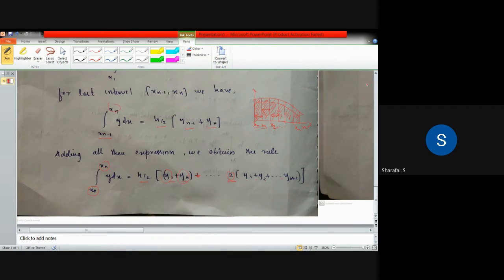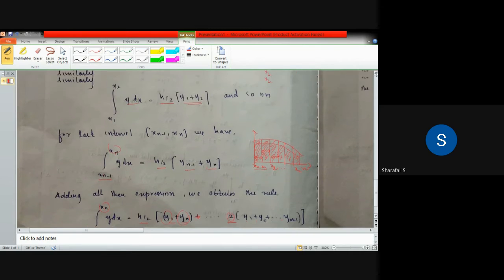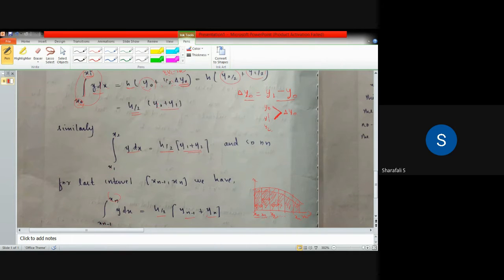Why? Because when you are considering this, you can see that there is only one y0. Here you are having h by 2 times y1, and here also you are having h by 2 times y1. So in these 2 integrations, 2 times h by 2 y1 will come. Okay, so 2 y1 terms are there. Similarly, if you consider y2 also, it will be 2 times. Y3 also will be 2 times, and up to yn. Yn will be only 1 time, h by 2 times yn.